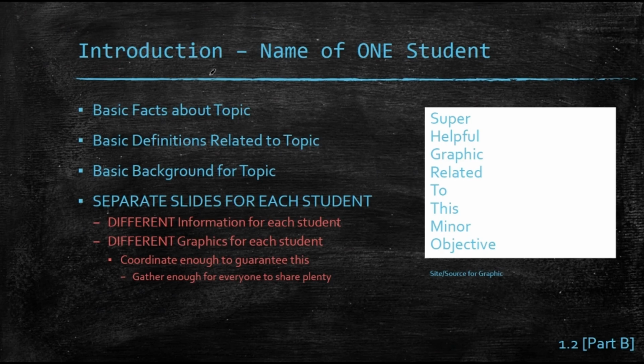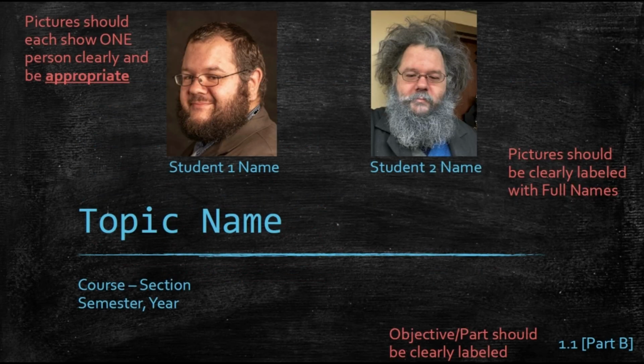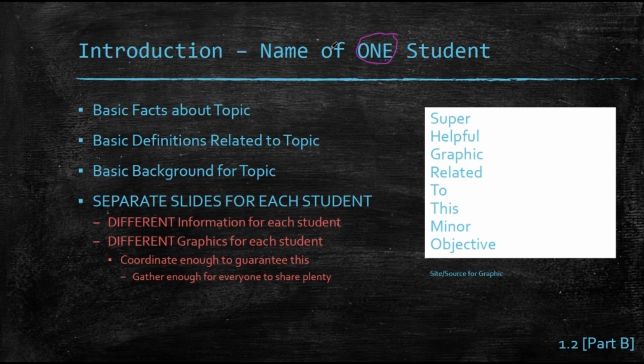Okay, so for the introduction, you're going to have the name of one of the students here, and then you're going to have, 1, 2, 3, 4 more versions of the slide where each student's going to have their own name on it, right? So here, Brian Neal would be the first one, if he did this one, and would have information here.